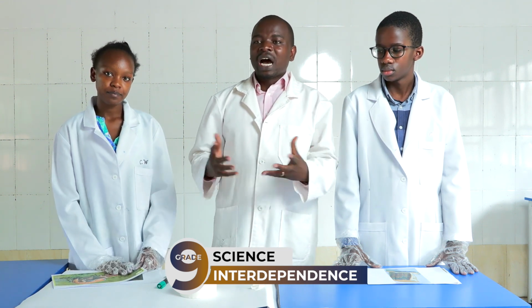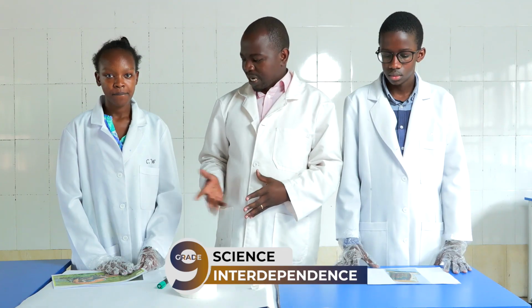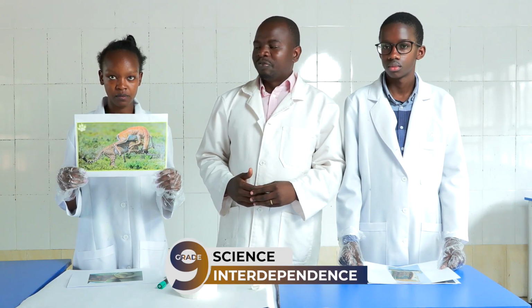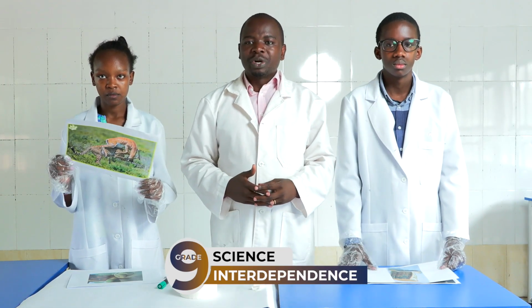Cheetah and the antelope. Wow. When the cheetah hunts for the antelope and kills it for food, that type of interdependence is predation. Can you show us? Very good. That is an example of predation.